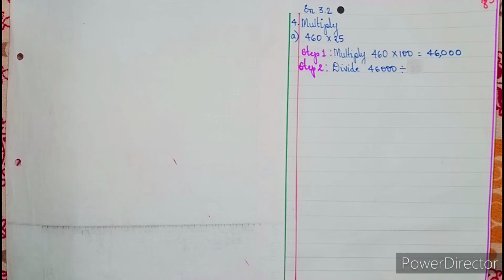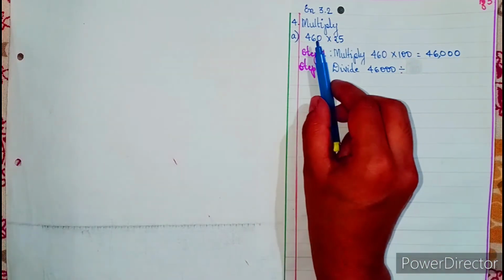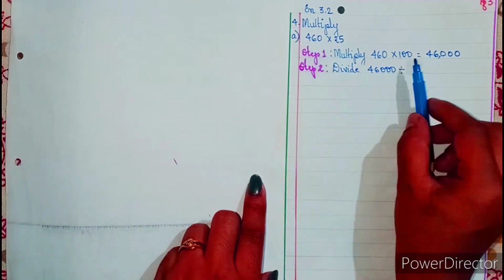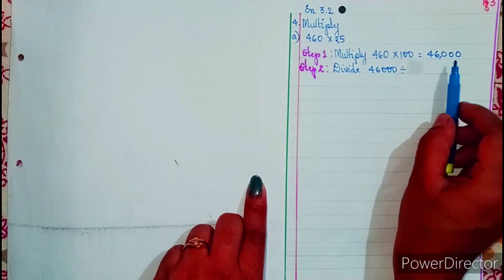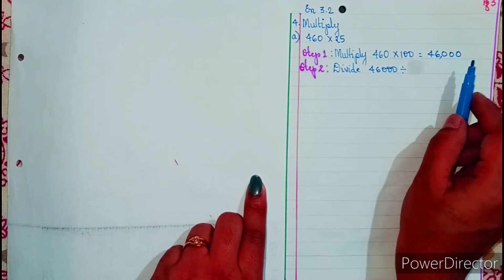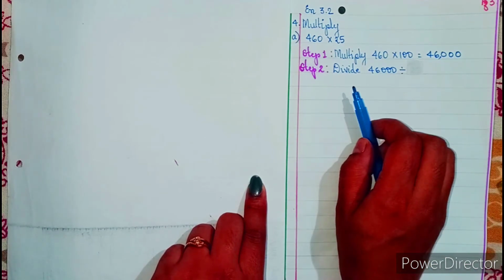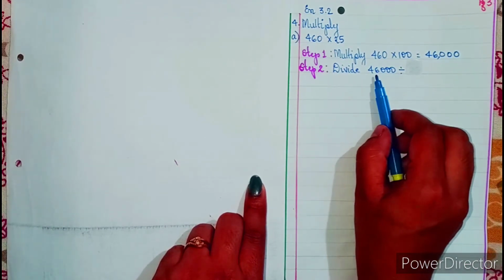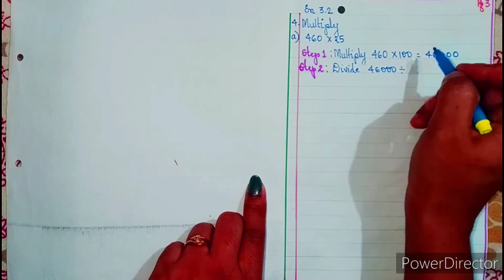So to multiply a number in a shortcut way, we have steps. First, I have to multiply the given number by 100. After multiplying the given number 460 by 100, I will get the answer 46,000. So what is our further step? Our further step should be, we have to divide 46,000 by 4.